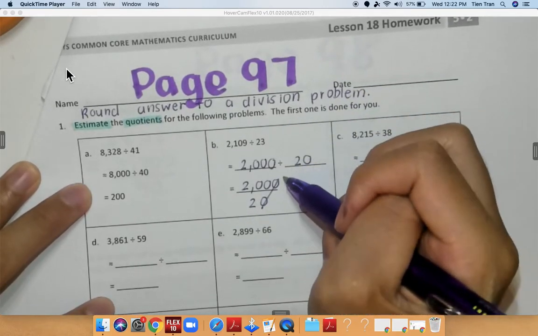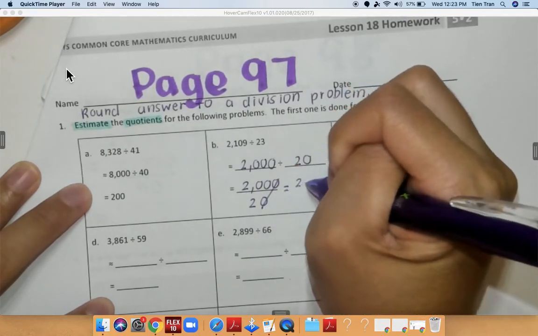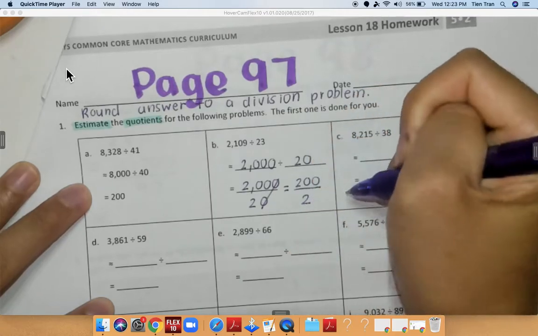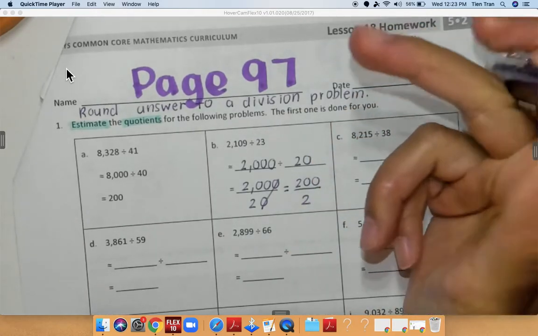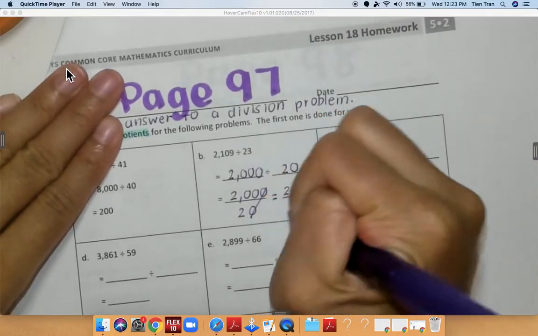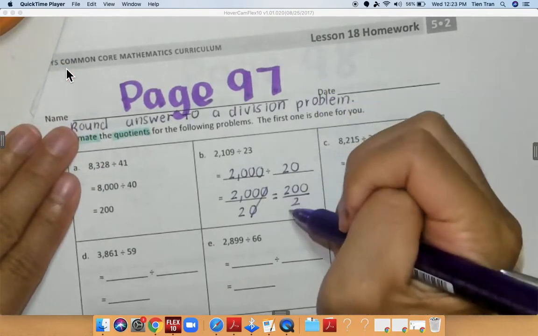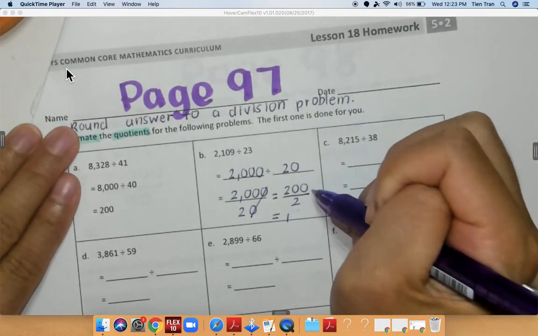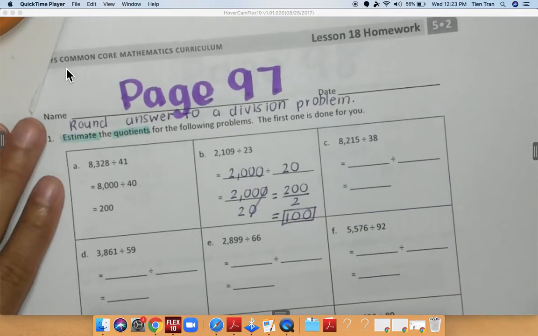So 0 divided by 0 is equal to 0, so I'm crossing it out. And then I have 200 divided by 2, okay? 200 divided by 2, what does that give me? So 2 divided by 2 is equal to 1, and then I add my 2 zeros at the end, and that gives me 100, okay?